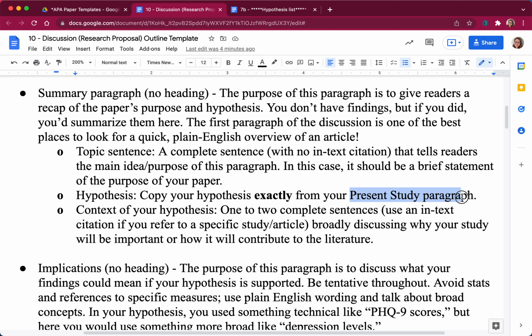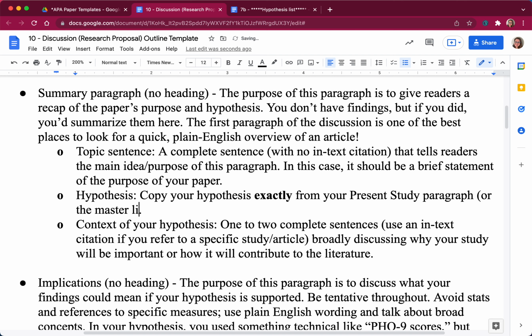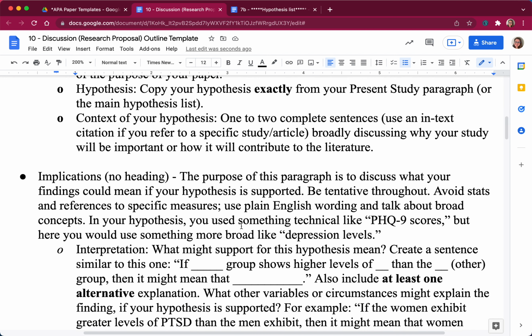I say present study paragraph here. And then context, you're going to give 1 to 2 sentences talking about what it is. You don't have findings, so instead you're going to talk about just briefly how is this study, why should this study exist in the world.